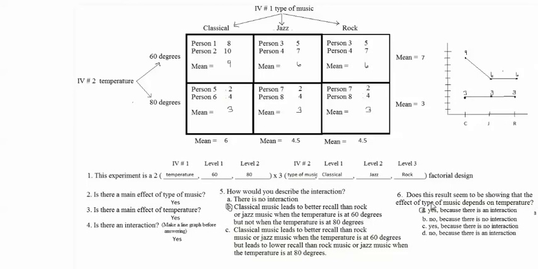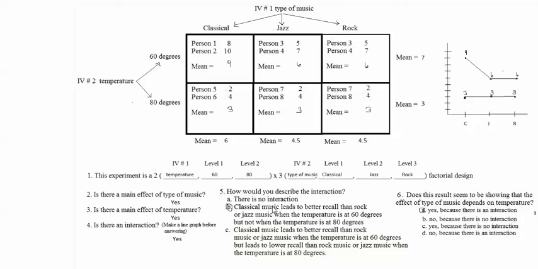What about this right here? Well, let's look at the main effects first. We have 6, 4.5, and 4.5. These means are not all the same, because 6 is different than 4.5, so there is a main effect of type of music. These 2 numbers are different, so there is a main effect of temperature. And when we graph the cell means, we have 3, 3, 3 for the 80-degree row, and 6, 6, 9 for the 60-degree row. They are not parallel, so there is an interaction.